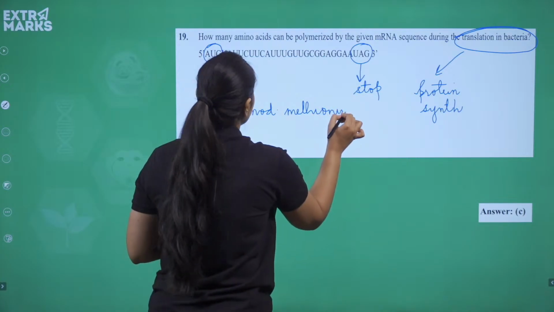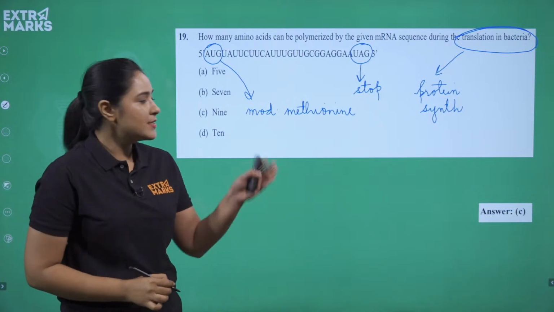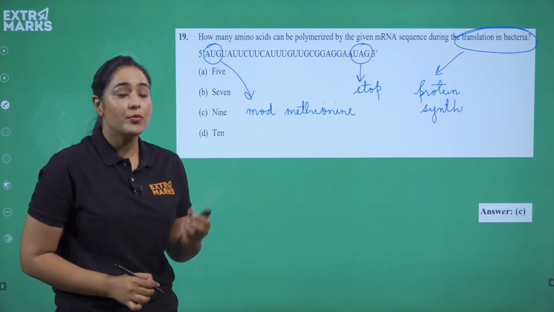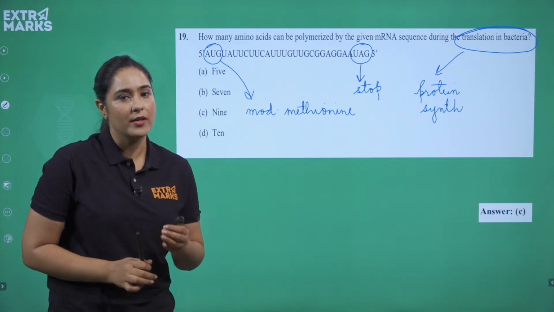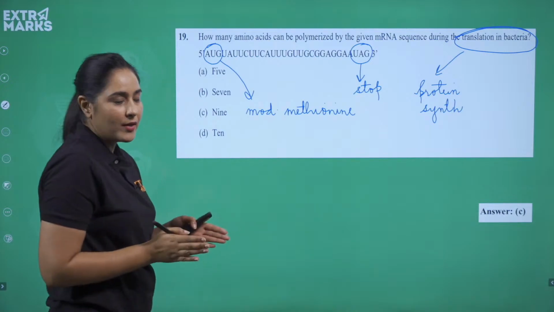As we are talking about the prokaryotes here, if we had talked about the eukaryotes, it would be giving us methionine. But here we are talking about the bacteria, prokaryote, so a modified kind of methionine will be given by it. So we are having this amino acid.